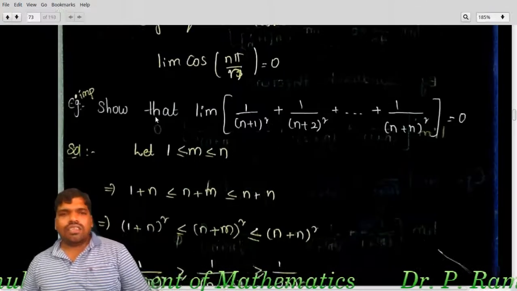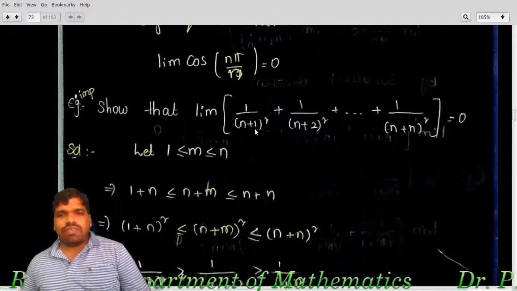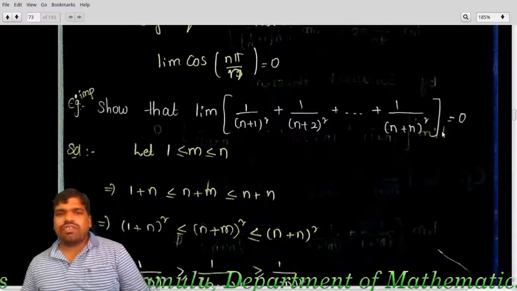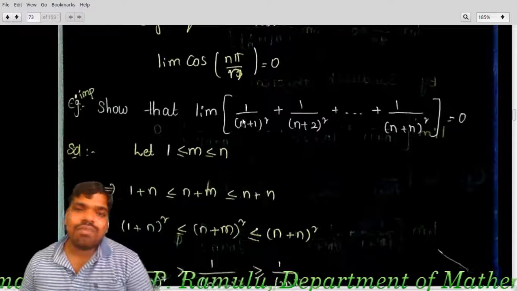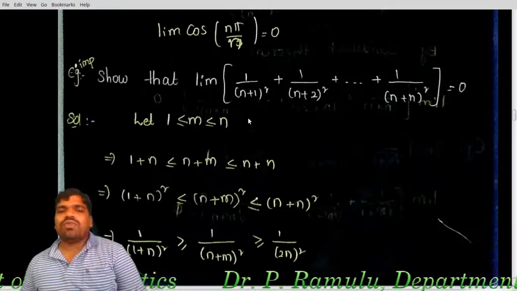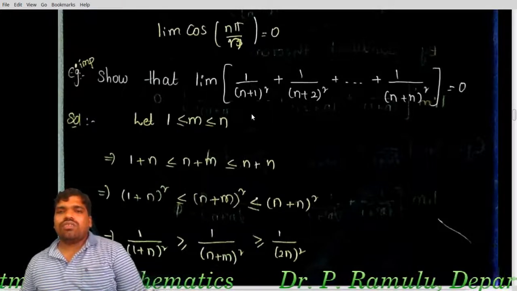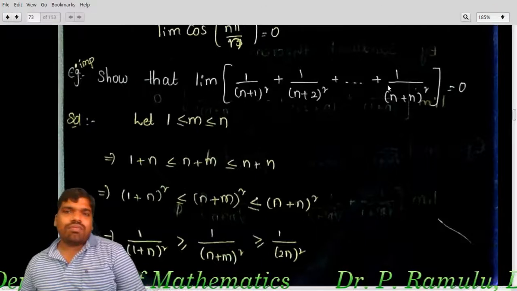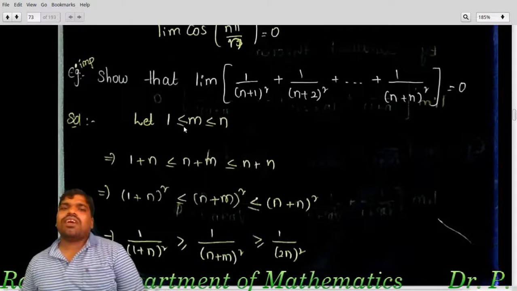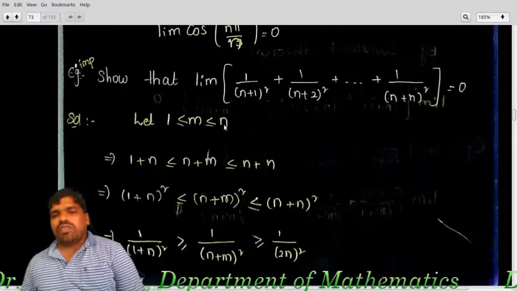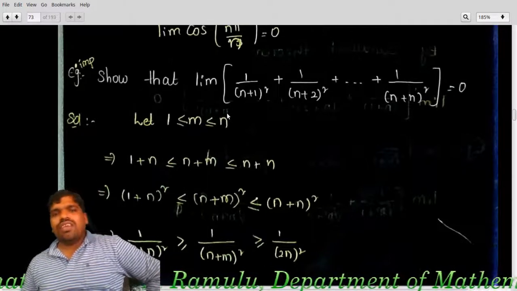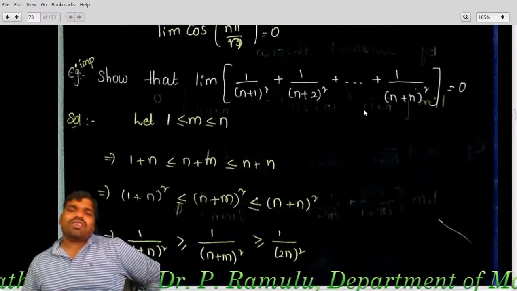Show that the limit of 1 by (n plus 1) whole square plus 1 by (n plus 2) whole square plus so on up to 1 by (n plus n) whole square is equal to 0. For finding these kinds of limits, it is very important to find the limit of the middle one, then the other things will be easy. Here I am considering 1 less than or equal to m less than or equal to n. So by using the inequality, I want to show this by applying the squeeze theorem.